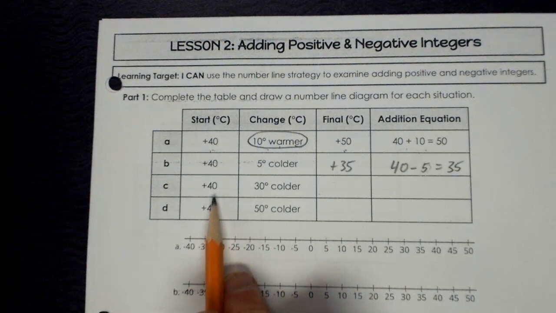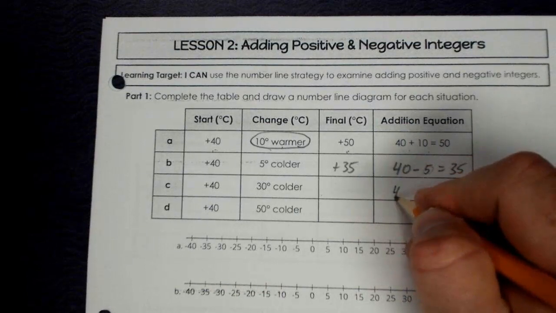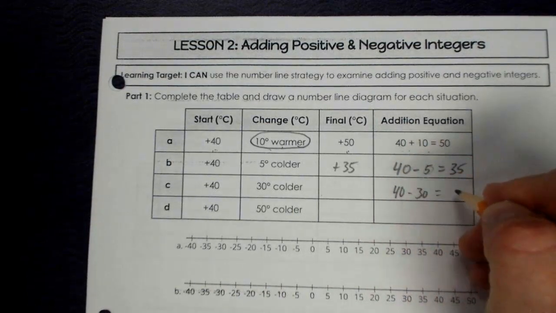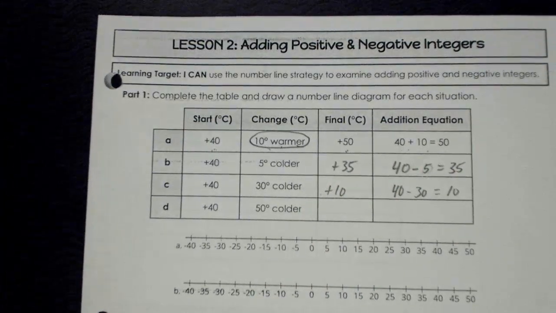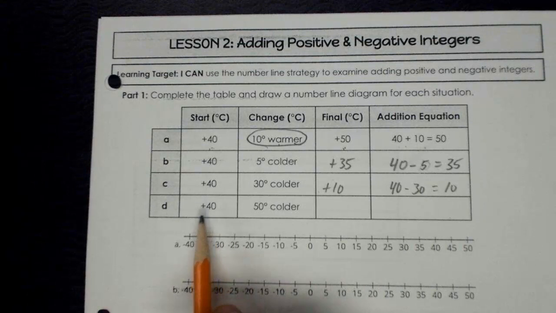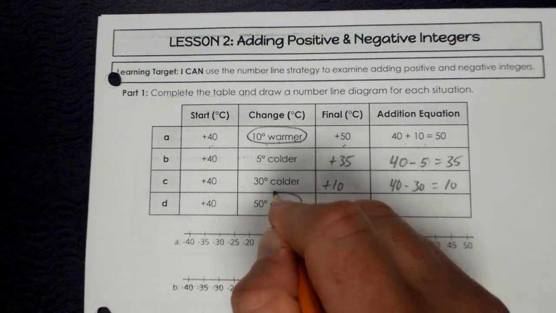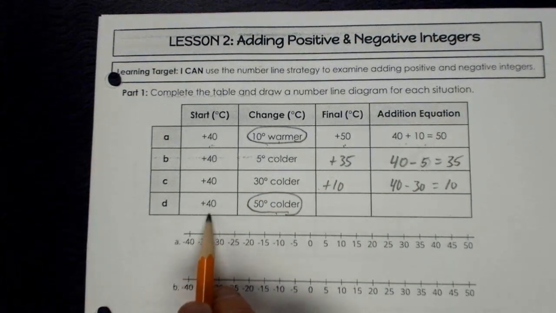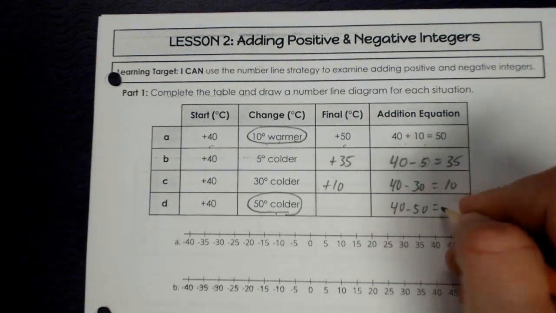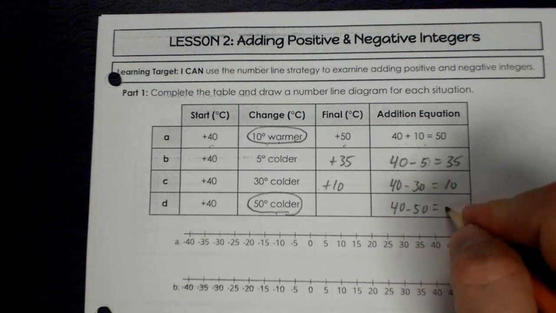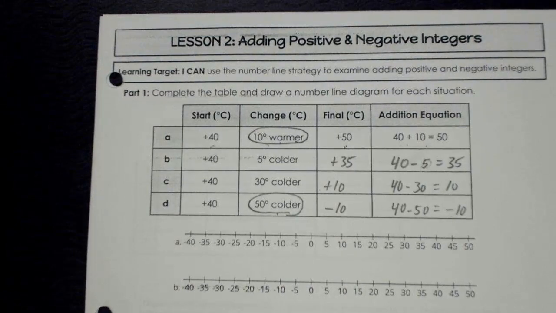Okay, part C is starting at 40. We're getting 30 degrees colder. Minus 30 again. And that's going to leave us at plus 10. D. Starting at 40 again, we're getting 50 degrees colder. Notice this number is larger than our original temperature. So let's see what happens. 40 minus 50. If you plug that in the calculator, if you can do it in your head, that's going to be a negative 10. A little bit different than the first 2 or 3.